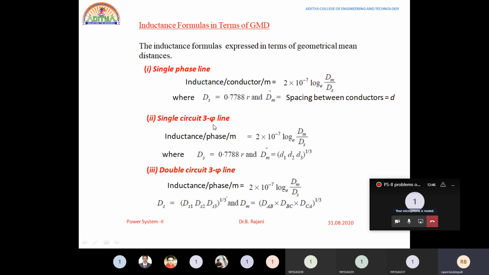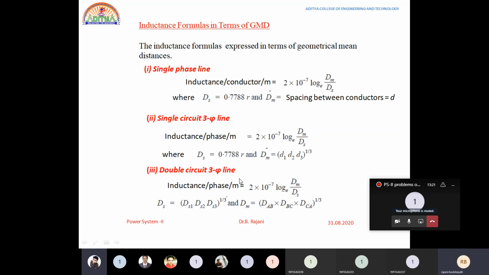Coming to the single circuit three phase line, inductance per phase per meter is the same formula. Here Dm is the mutual GMD and Ds is the self GMD. The formula for mutual GMD for the single circuit three phase line is the cube root of D1 D2 D3, where Ds is the same formula, 0.7788 R. These are the formulas we discussed in the last class.